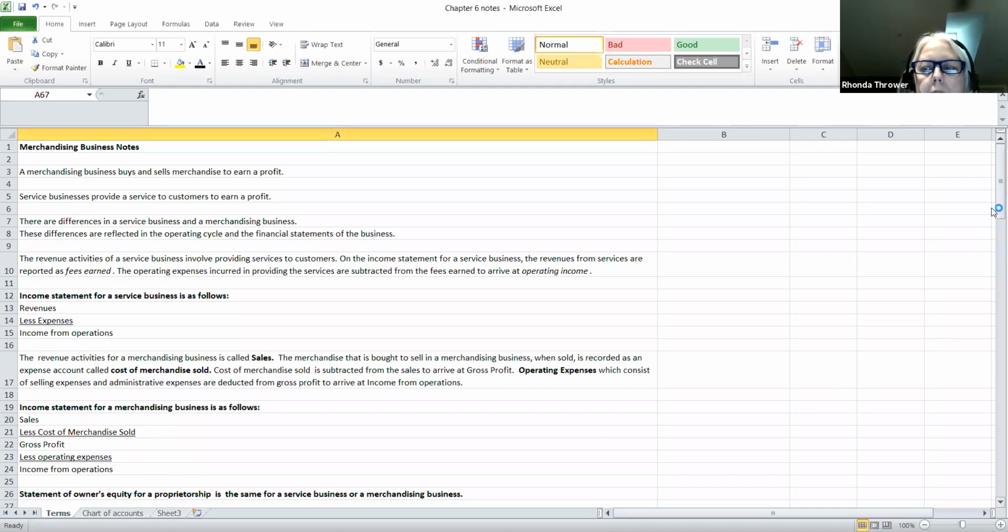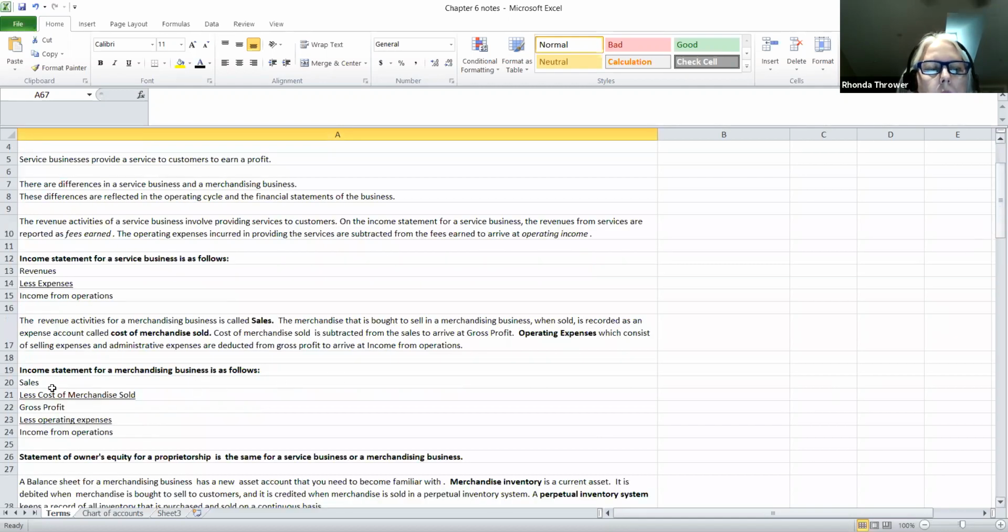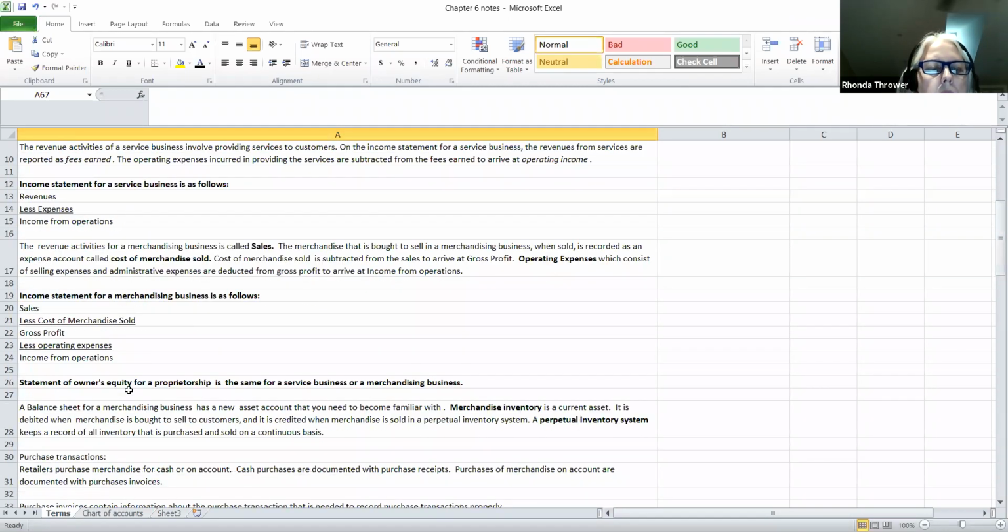Notice I have written in bold the statement of owner's equity for a proprietorship form of business. That's a one owner. We're still talking about a one owner type of business in this class. In fact, all of ACC 120, we're just going to talk about one owner types of businesses. But the statement of owner's equity is the same for a service business as it is for a merchandising business. It doesn't change in format.